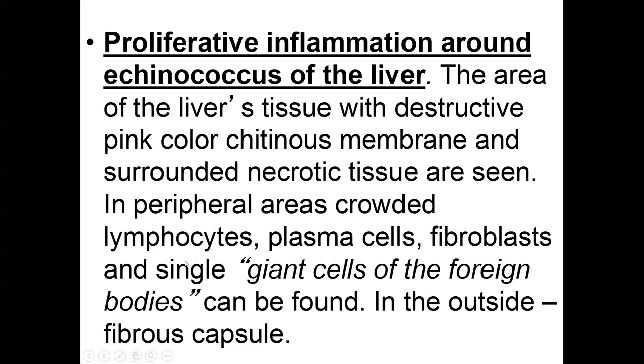Now let's go to proliferative inflammation around echinococcus of the liver. The area of the liver tissue with dystrophic pink color, hyaline membrane, and surrounding necrotic tissue are seen. We'll see it a little bit later. In peripheral areas, crowded lymphocytes, plasma cells, fibroblasts, and single giant cells of foreign bodies can be found. And outside, we see the fibrous capsule.